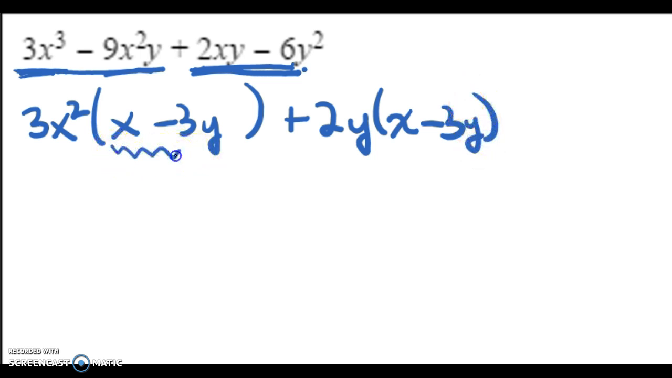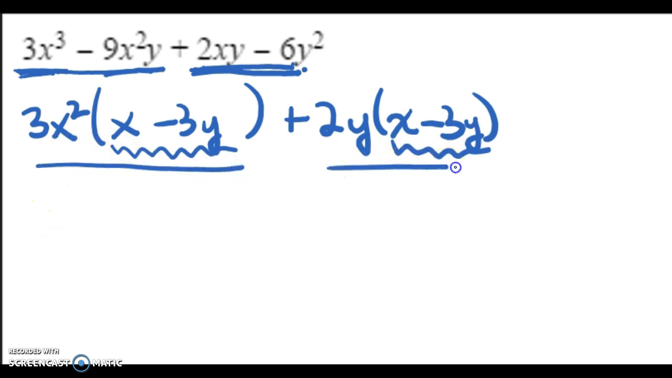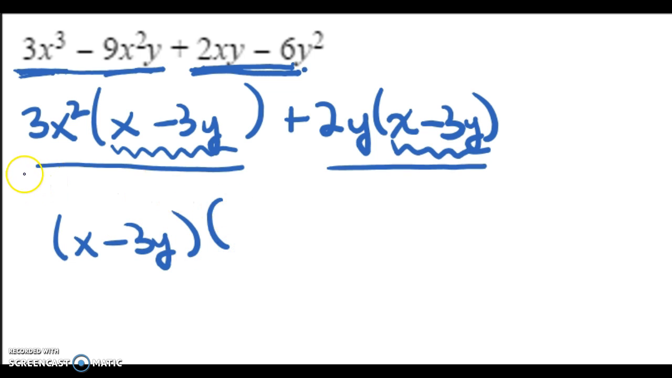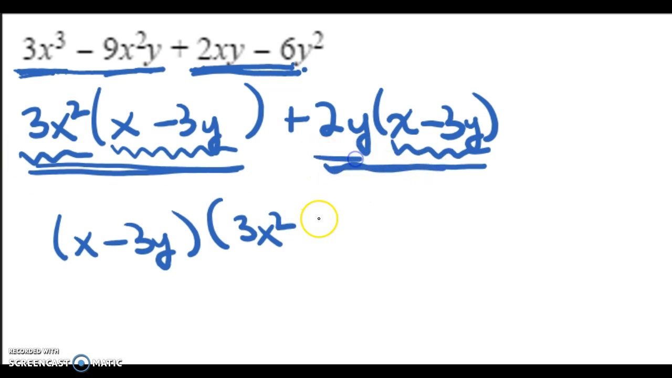Then I'm happy to see that this and this are identical. They become a common factor between these larger terms we just created. So I'll take that common factor away from both of these pieces. And then what's left behind here is just this fella, 3x squared. And then what's left behind here is this 2y. And I will call that good.